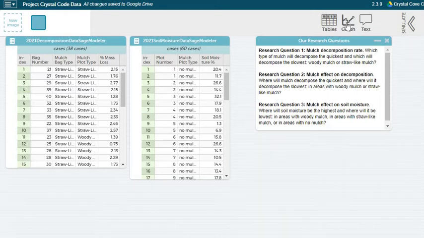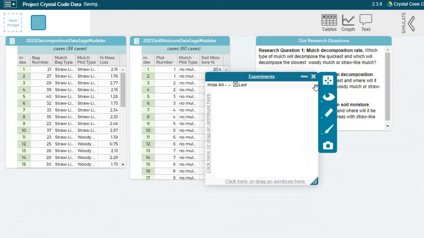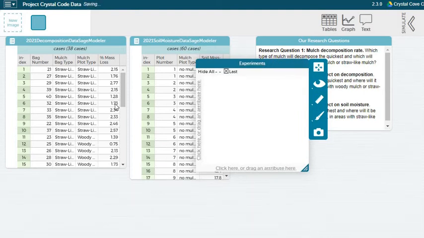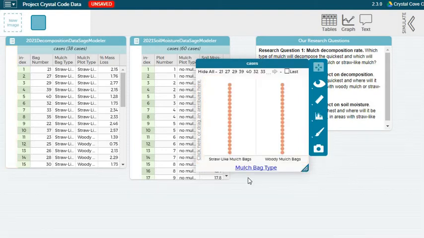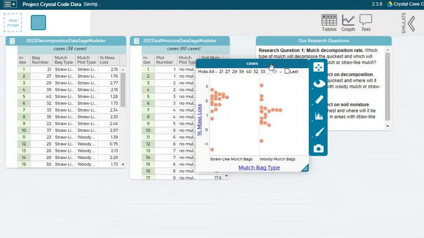So in SageModeler, you just hit the graph button, and it'll generate a graph on your screen. And then you just want to drag and drop the factors that you want to compare the relationship for. So we're comparing our mulch types, specifically the type of mulch in the bag, because we want to know which mulch type is decomposing faster. And then the percent mass loss is the attribute of those mulch bags that we want to compare. So you can drag that into the y-axis.